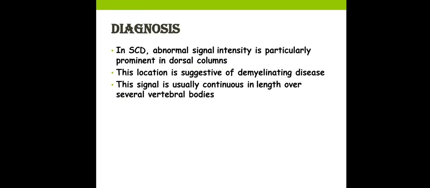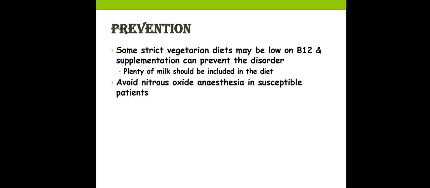Now how to make the diagnosis? In SCDC, abnormal signal intensity is particularly prominent in the dorsal columns. The location is suggestive of demyelinating disease. How to prevent SCDC? Some strict vegetarian diets may be low in B12, and supplementation can prevent the disorder, right?